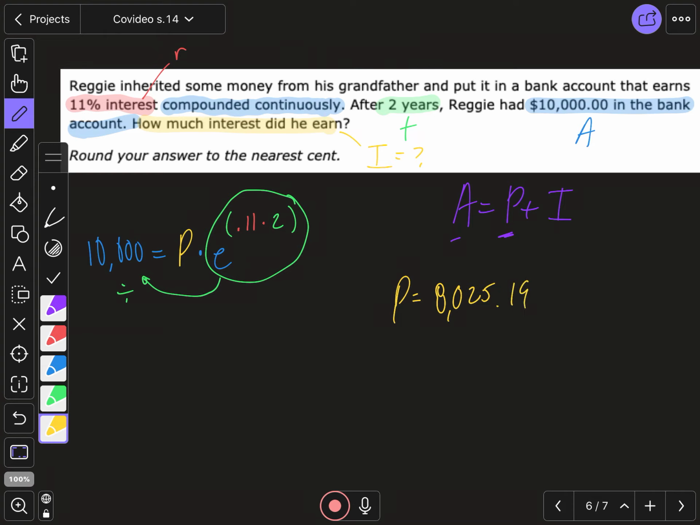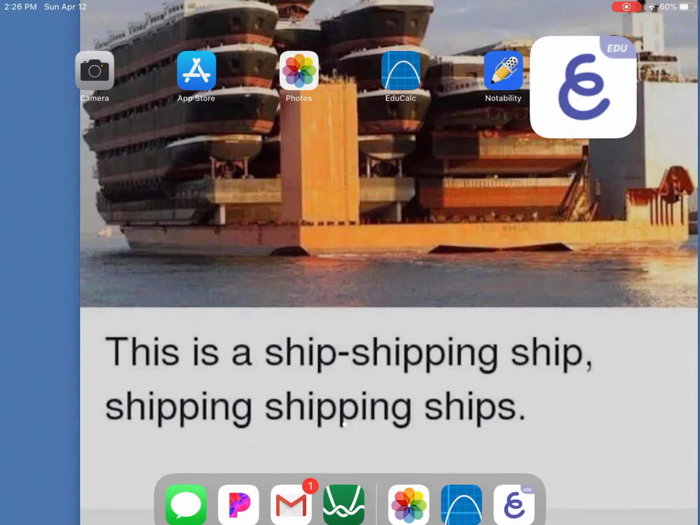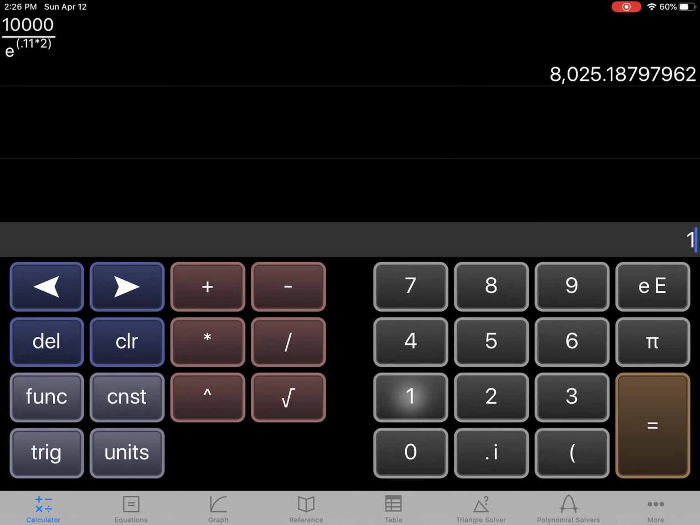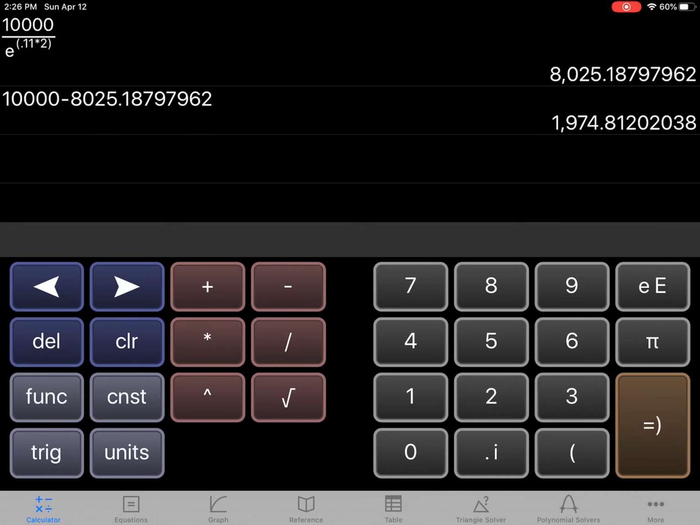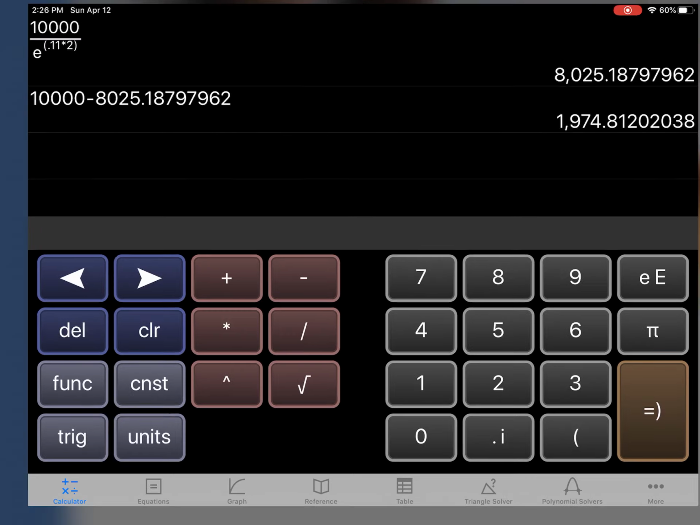So we said I want to take A minus P to figure out what I is. So 10,000 minus 8,025.19 will be my I value. So 10,000 minus this thing, $1,974.81 will be my interest. $1,974.81.